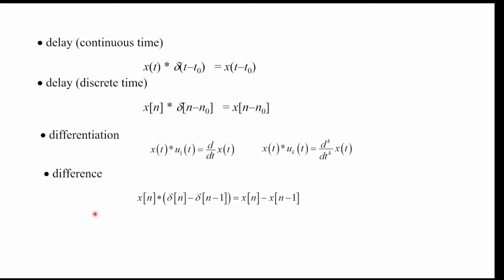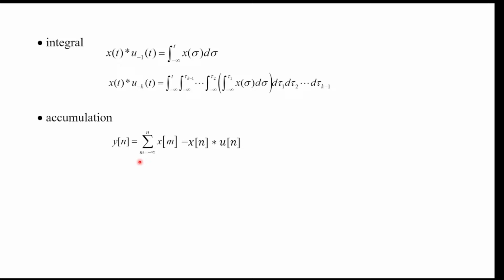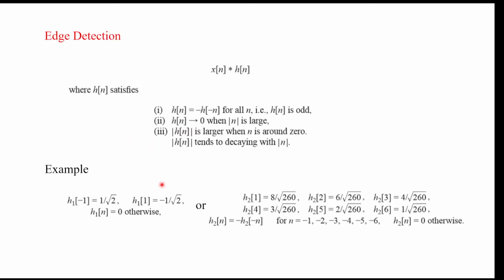In the discrete case, that's specified by delta of n minus delta of n minus 1, and this is not singular, it's just a difference of two delta functions. And we have integration, accumulation, etc. And then you can have an edge detection system where your h of n has some property that detects the variance of your signal.